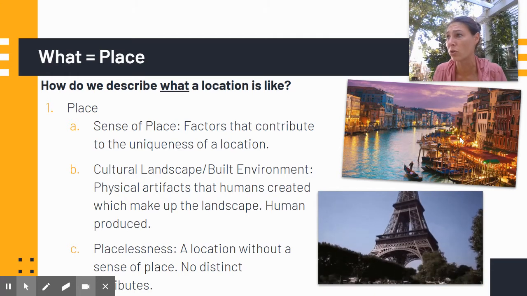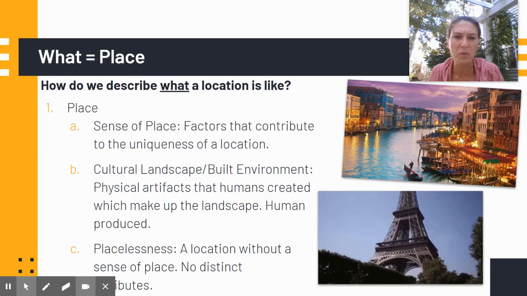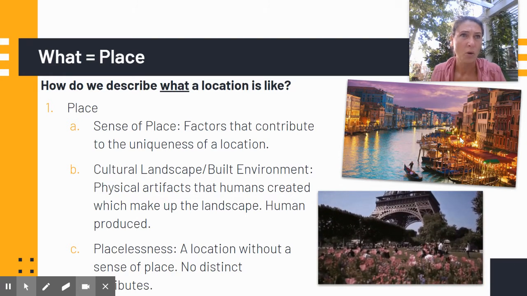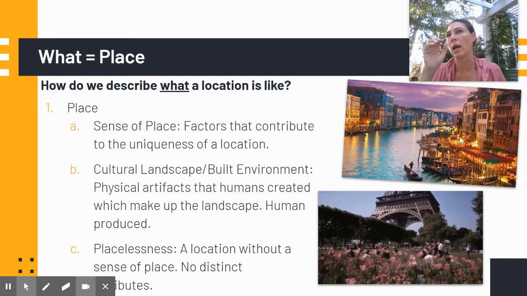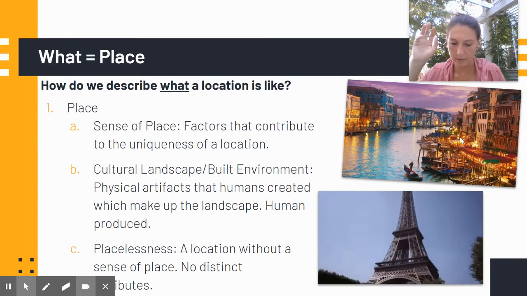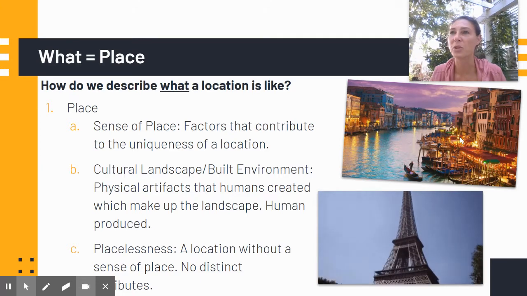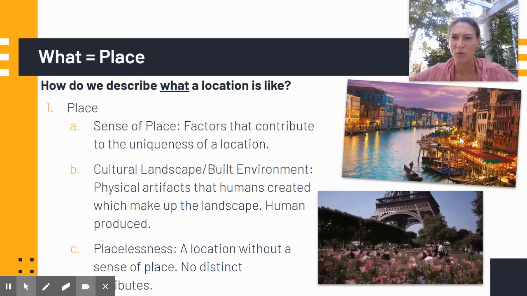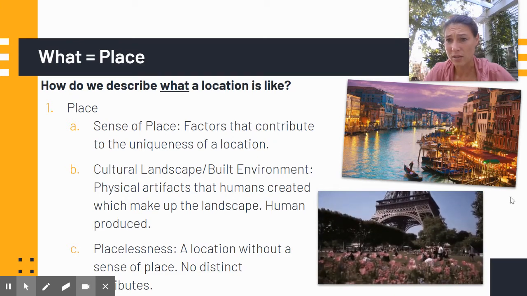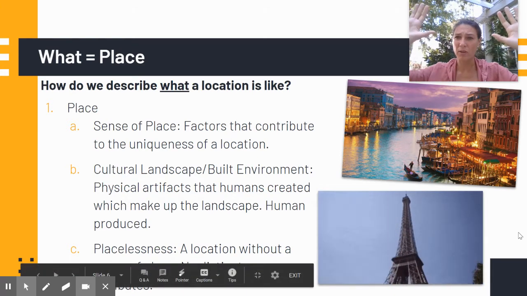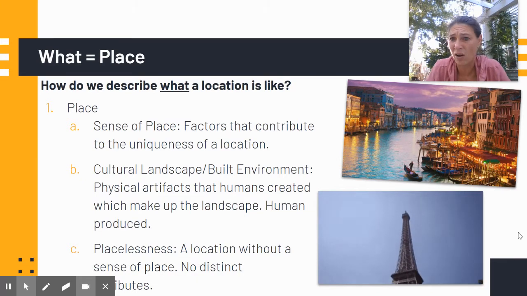And then placelessness is kind of what's happening in this country. If you've ever taken a road trip, you start to lose the unique characteristics of a place when you see the same strip mall over and over again. There's a convenience store and a laundromat, a place where you wash your clothes, and it just looks the same. There's no defining characteristics. This has a lot of defining characteristics. But if you were to show me two pictures of two different towns in middle America, I would have a hard time telling you where they are because they all kind of look the same.